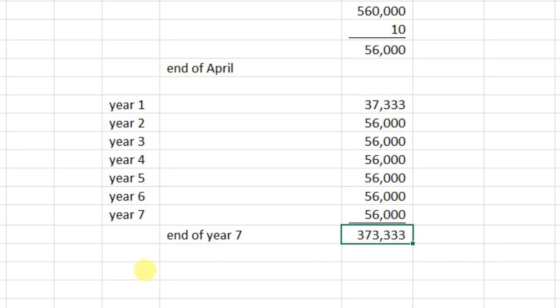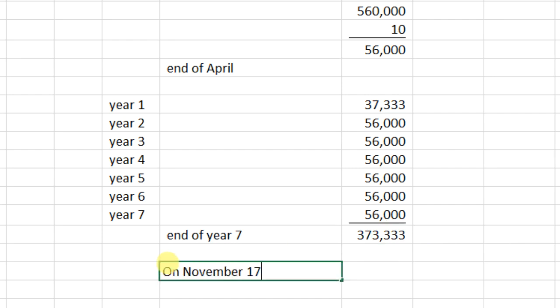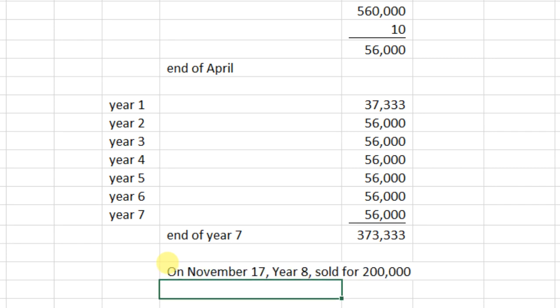Now, here's what we're going to do. On November 17, year 8, we're going to sell this equipment for $200,000. Okay, so we just sell it for $200,000 at the end of year 8. Now, I know that's nothing like the residual, but it doesn't matter, because all we want to really do is do this as an exercise.